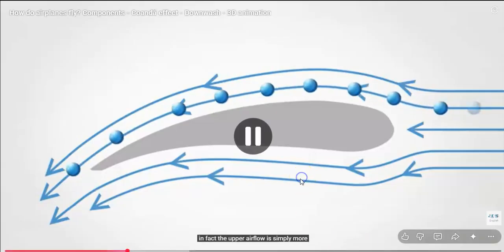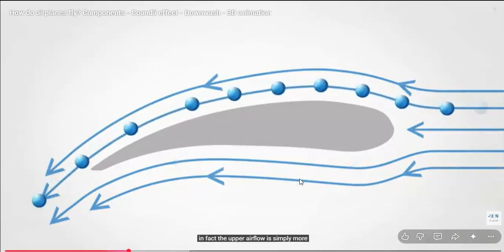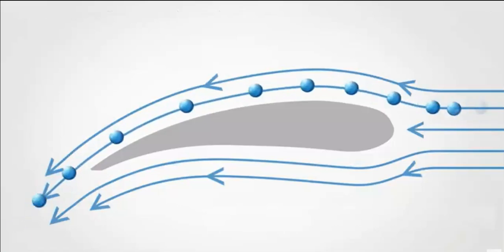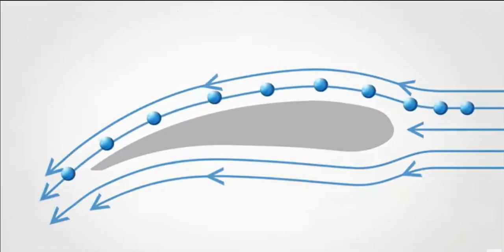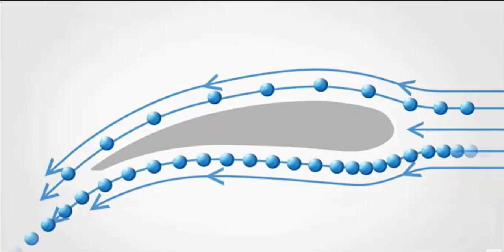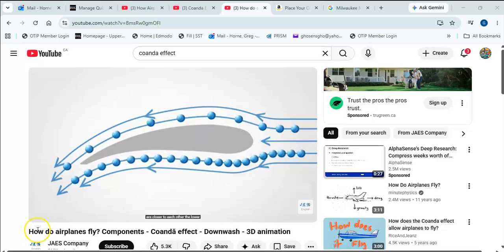In fact, the upper airflow is simply more rarefied, which means that its molecules are more distant from each other while they travel across the wing surface. Lower airflow, on the other hand, is less rarefied, and therefore its molecules are closer to each other. The lower airflow. So I would say that he's wrong in saying that velocity doesn't have anything to do with it.